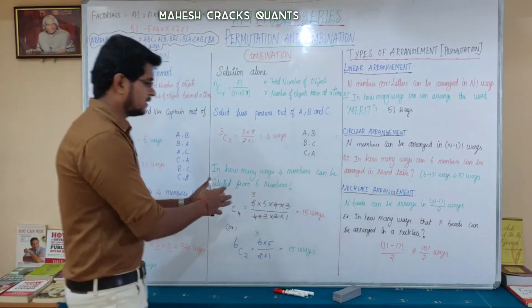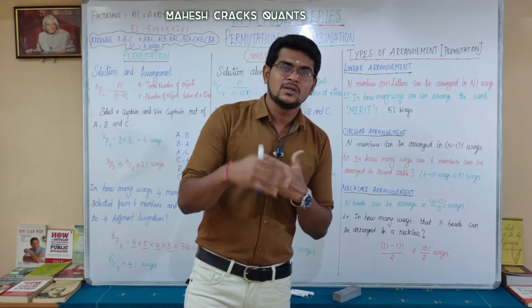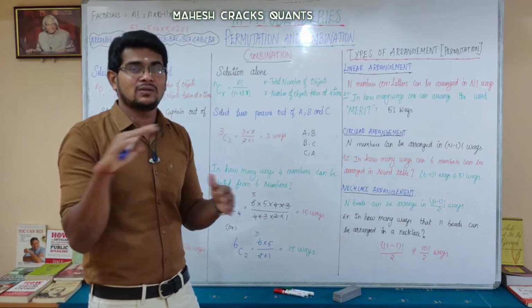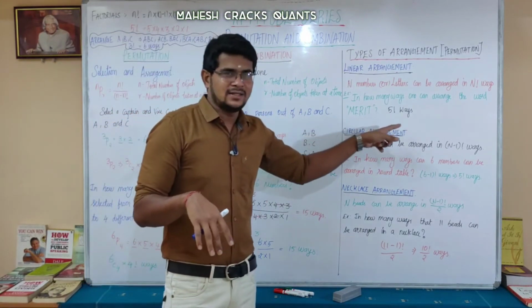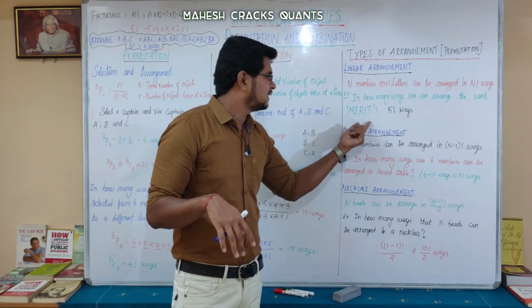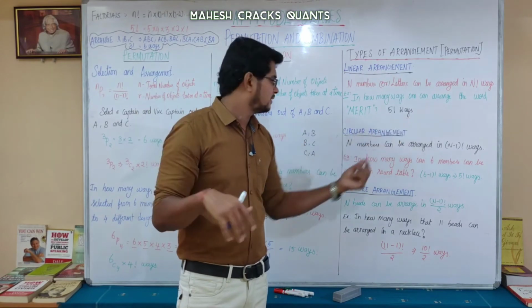That is what we told in combination. When will the denominator come? When it comes to combination, you have to remove repetition, so you have to use a denominator. Here no letter is repeated. So 5 letters are there. This can be arranged in 5 factorial ways.